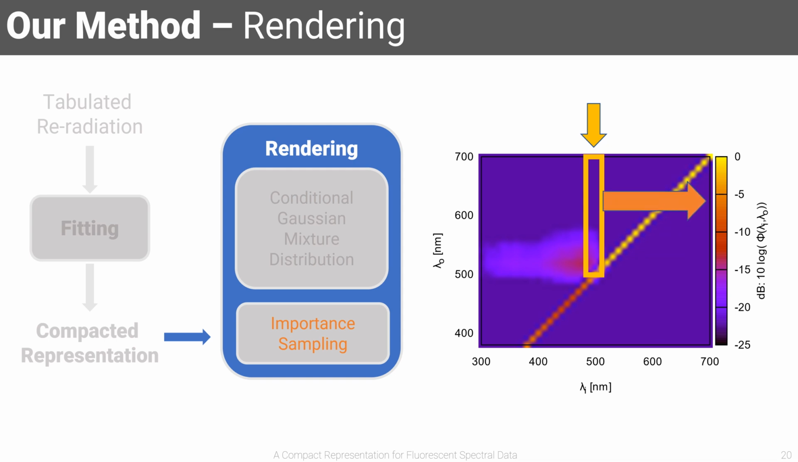We do this with the conditional Gaussian mixture distribution. We will not dive into the mathematics here, but just to give you some insight on the conditional Gaussian mixture, it's just a slice sampling you can perform on the 2D radiation. By giving the input wavelength, it gives you the distribution of your output wavelength. And depending on the sampling path, you can either outshift or inshift.